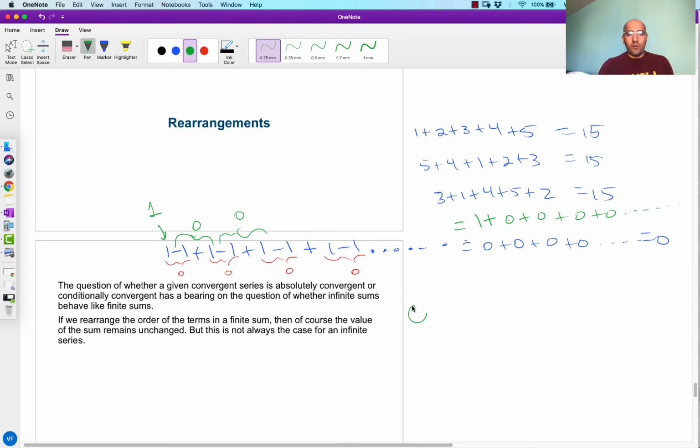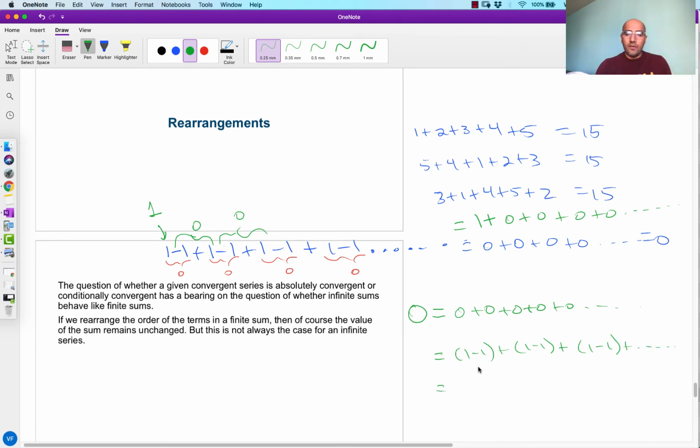That 0 is equal to 0 plus 0 plus 0 plus 0 plus 0, dot, dot, dot. Okay, that's true. And then 0 is really equal to 1 minus 1 plus 1 minus 1 plus 1 minus 1 plus dot, dot, dot. You're like, yeah, that's true.